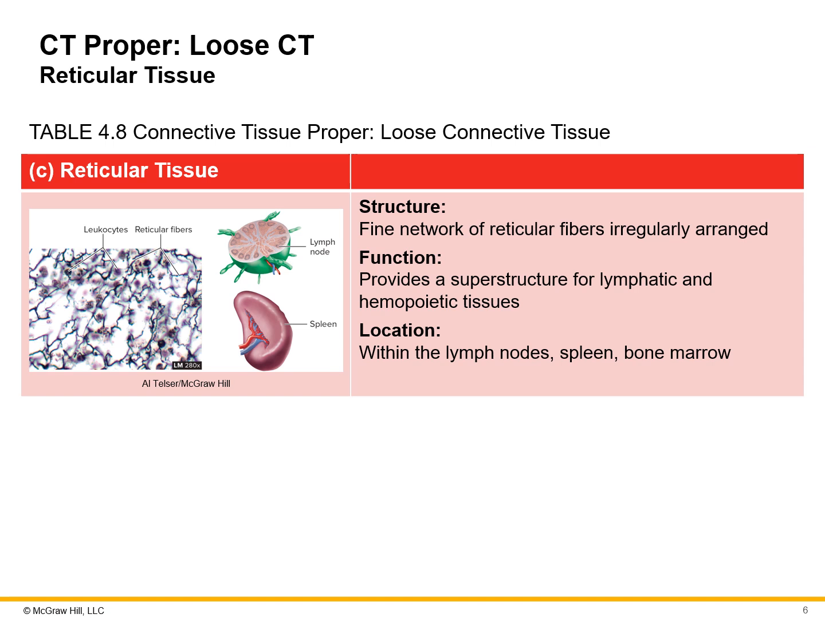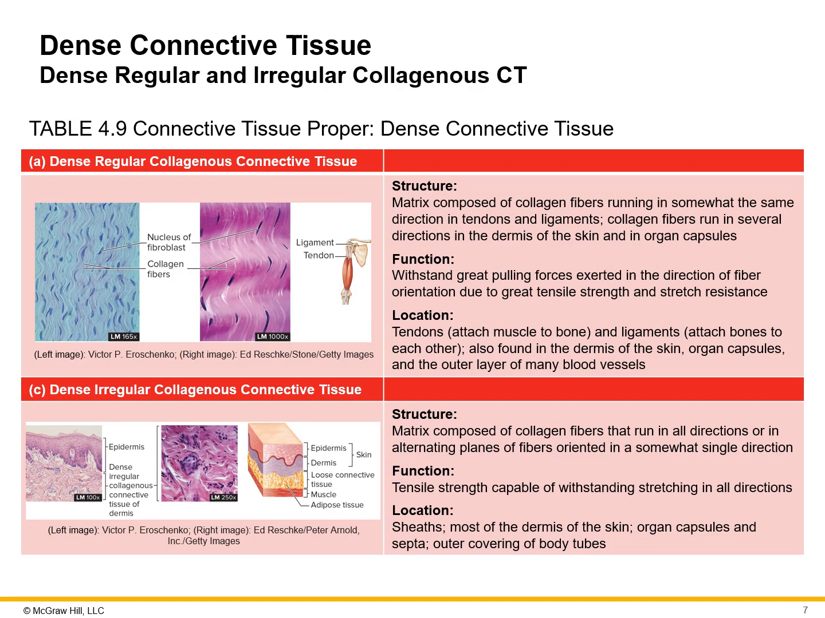Now reticular tissue is our next one. We'll switch back to our yellow. So reticular tissue here has a fine network of what are called reticular fibers. Now they are irregularly arranged, so they don't have a specific pattern. But it gives this superstructure mainly in our lymph system and then our hemopoietic tissue, those that are generating blood. So we see these in the lymph nodes, the spleen, and the bone marrow.